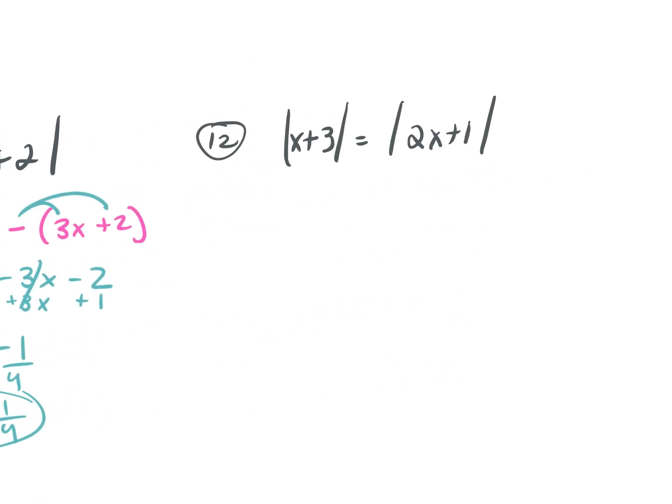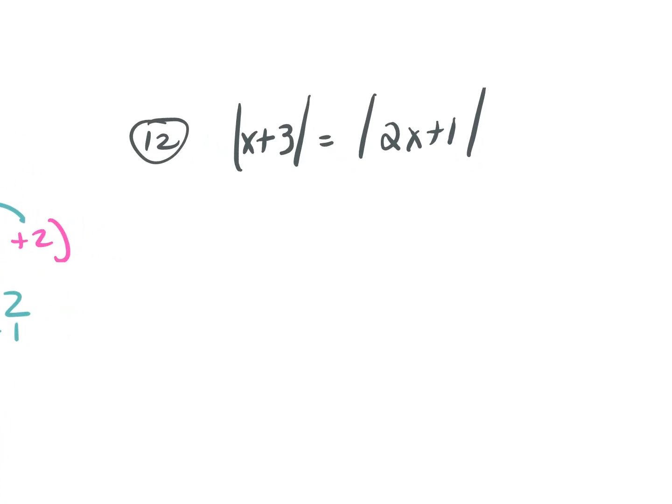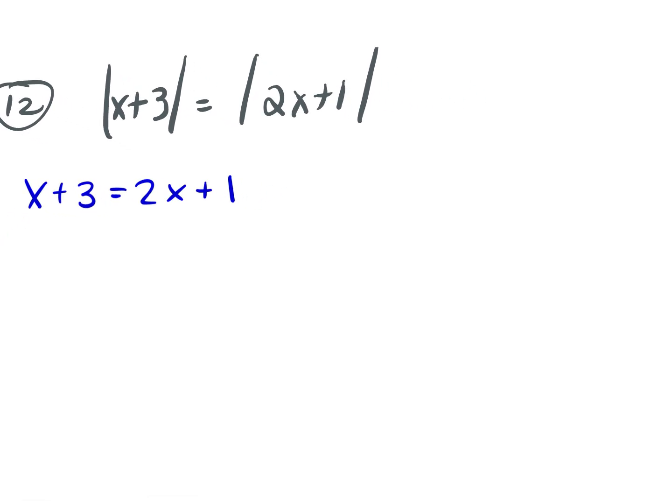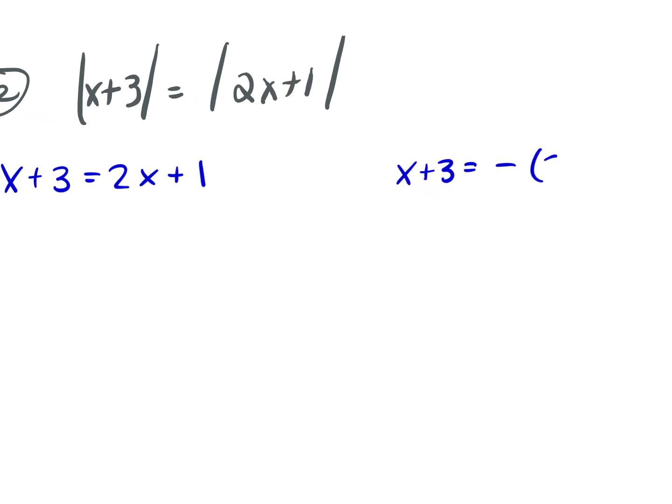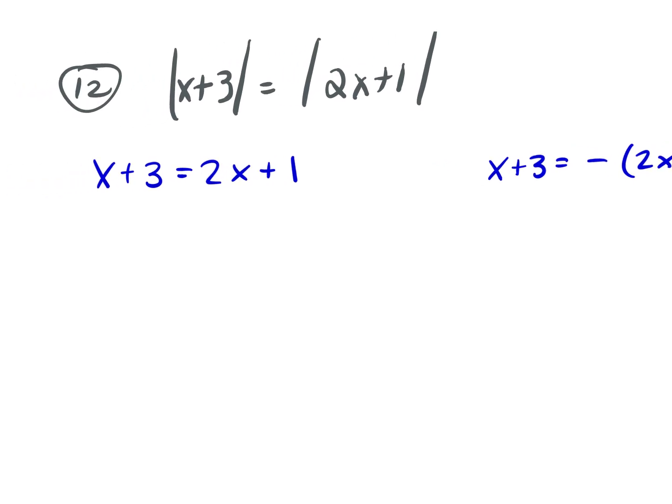All right, let's do number 12. So our first equation is going to stay exactly the same. X plus 3 equals 2x plus 1. We just get rid of the absolute value bars. In our second equation, what would I need to do? Awesome. So x plus 3 equals, and we're going to make the other side negative. So negative 2x. I'll keep it plus 1 for now, but we'll distribute in the next step.